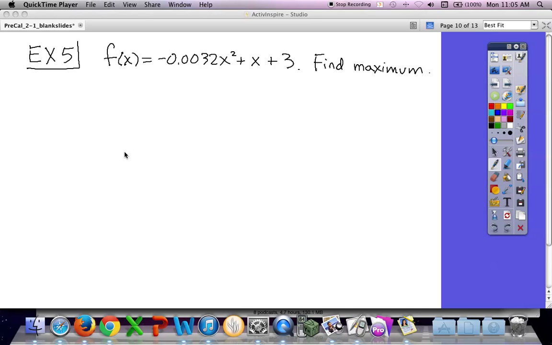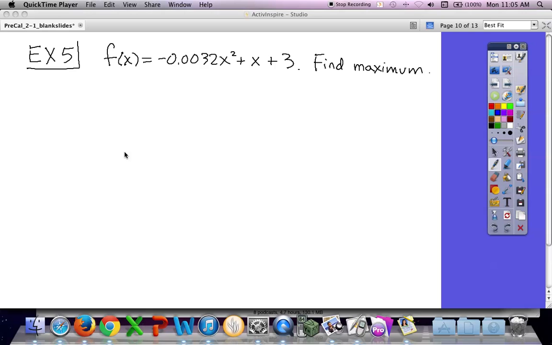Okay, this example is example 5. It's a word problem. In fact, it's the same function that we used in the last chapter. Remember the one about did the baseball clear the fence? Same thing. It says a baseball is hit 3 feet above the ground at a velocity of 100 feet per second and at an angle of 45 degrees with respect to level ground. The path of the baseball is given by that function.